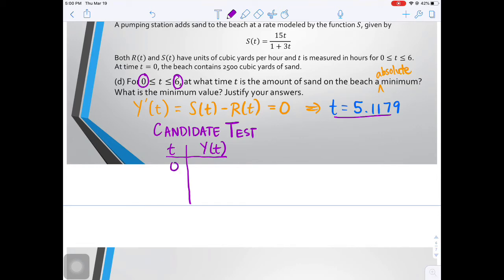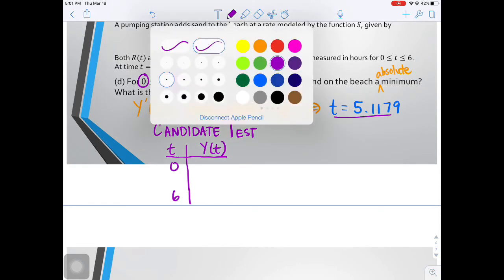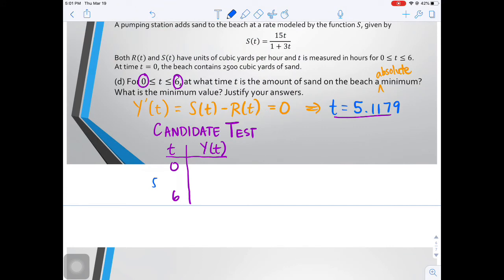So our three candidates are 0 and 6, and then also that critical number in between, which is the 5.1179 number. Now, we are going to talk about how much sand there is on the beach at each of those times. So at time 0, how much sand is there on the beach? Well, we know right here that at time 0, we have 2,500 cubic yards of sand. So that one's pretty easy.